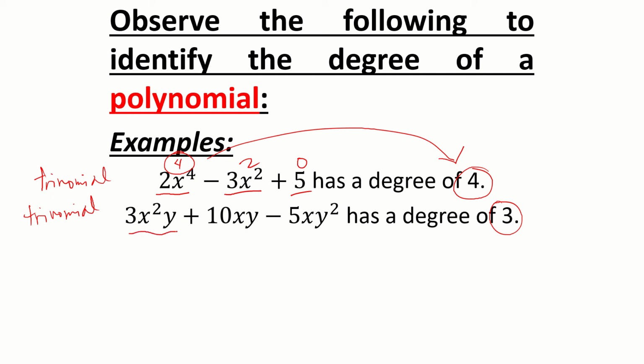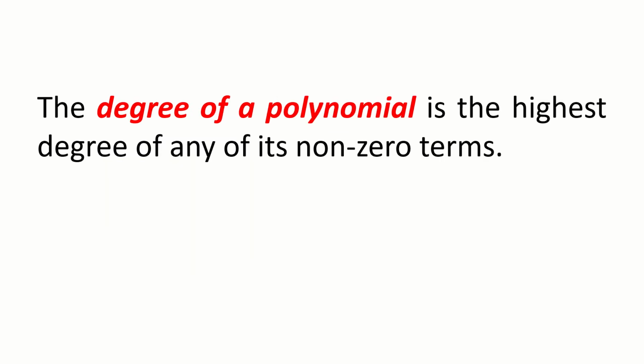Here in our first term, in our second example, the degree here is 2 plus 1. So this is degree of 3. Second term is 1 plus 1, so degree of 2. Third term is 1 plus 2, so 3. So the highest degree is 3, so degree of 3. So this is the degree of the polynomial, the entire polynomial, not just per term. So the degree of polynomial is the highest degree of any of its non-zero terms.